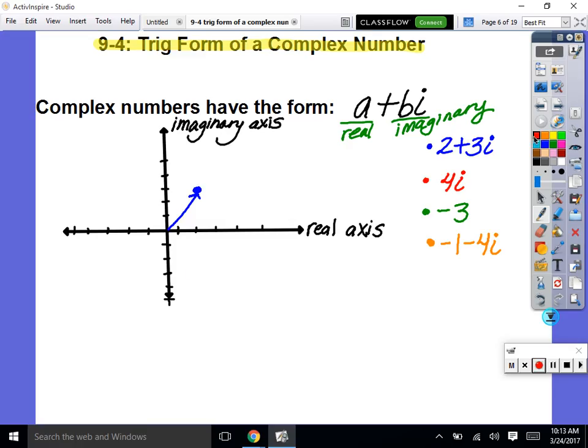Okay, let's graph 4i. So that would be going right 0, but up 1, 2, 3, 4 on the imaginary axis. There's our vector. Let's graph -3. So we would be going left 1, 2, 3, up 0 on i, graphing that. And then graphing, once again, -1 minus 4i. Left 1, down 1, 2, 3, 4. And there's my complex number graph. Everybody good? No questions? Okay.